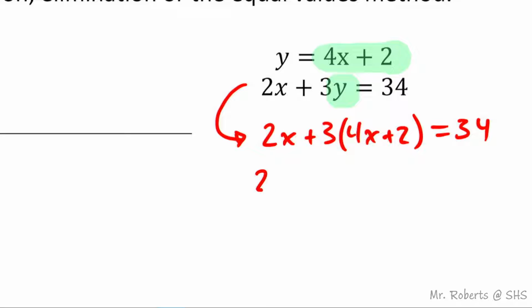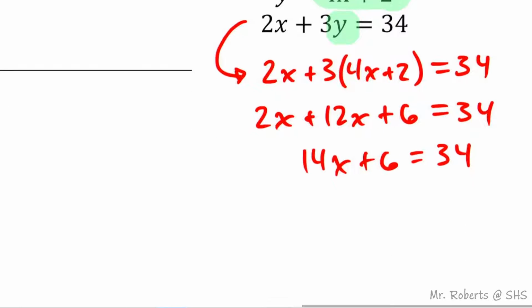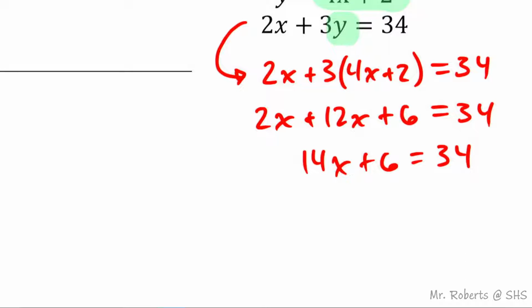Using the distributive property, we have the 2x plus, here we distribute, 3 times 4x is 12x, and 3 times 2 is plus 6, and that equals 34. I can combine these. 2x and 12x is 14 times x, plus 6 is 34. At this point, I go ahead and take the number 34, and I'll subtract 6. When we do that, we get 28. So this is 14x is 28. And now if we take both sides of that and divide by 14, we get that x is 2.